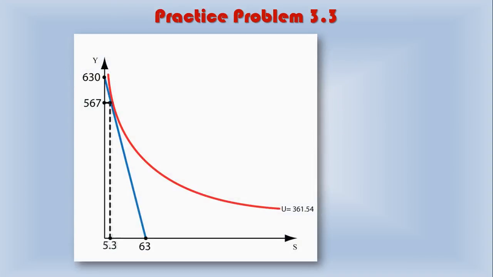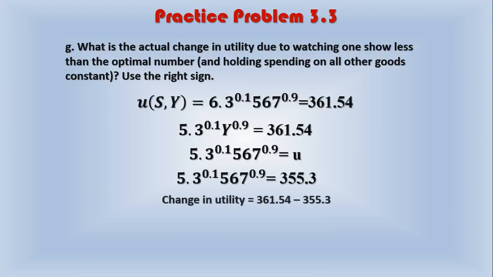So we were here and we just lowered it by 1 unit, so we would be on that lower indifference curve there, which is 355.2, which is what the level of utility is for all consumption bundles along that indifference curve. All right, the change in utility in this case is equal to negative 6.2 utils. That's what it's asking. What's the actual change in utility due to watching one less show? So we had to get the utility from our original consumption bundle, the new consumption bundle, and then get the difference to get us to 6.2 utils.